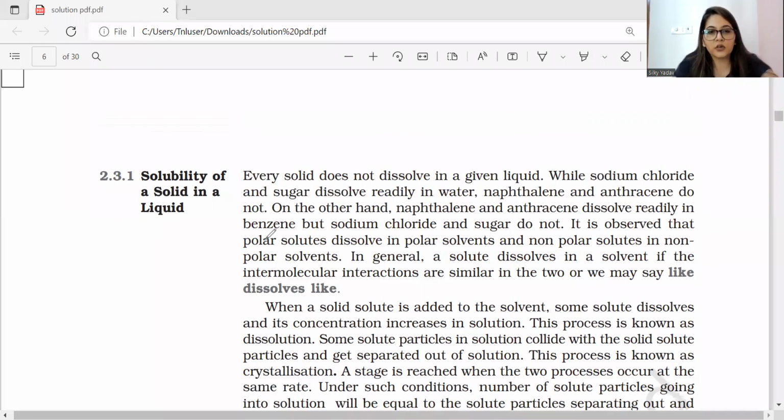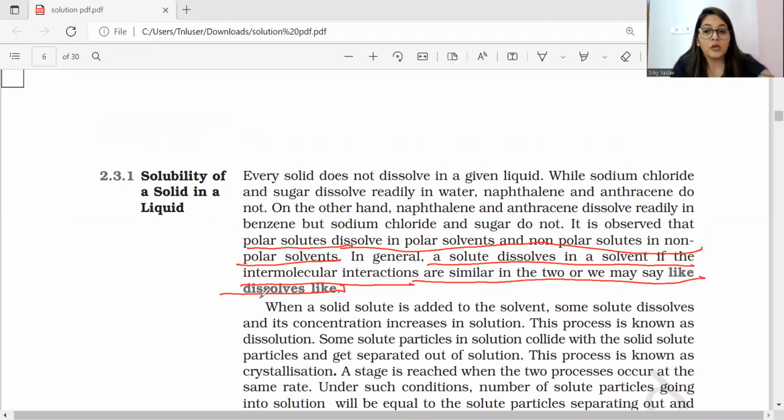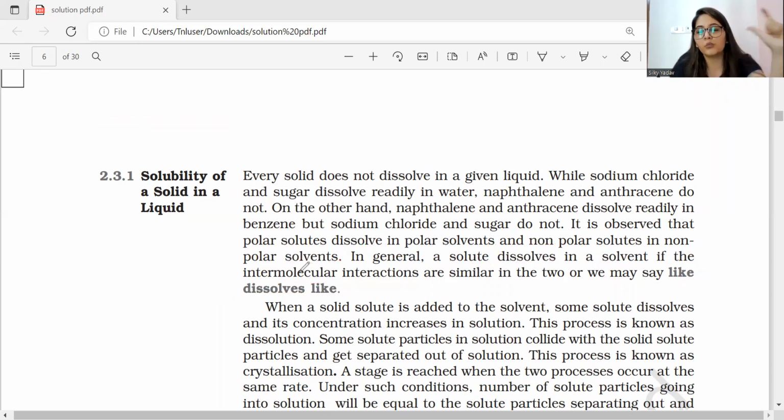Now, it is observed that polar solutes dissolve in polar solvents and non-polar solutes in non-polar solvents. So in general, a solute dissolves in a solvent if the interactions between them are similar. Okay, so they are only going to dissolve when the interactions are similar, or as we say, like dissolves like, as we've already said. You all just don't learn the complete paragraph, just take the zest out of it, just learn that.